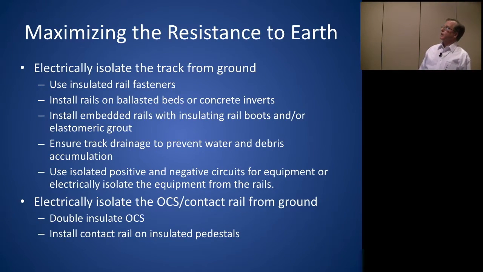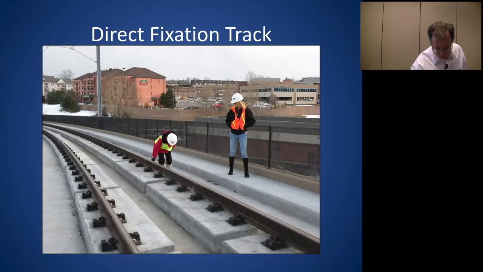Okay. To electrically isolate the track from ground, we put insulated fittings on it, or we put an insulated pad under it. Or if it's embedded, like in a streetcar or something like that, we put an insulated boot around it to try to isolate it from ground. And we talk about isolating the positive as well there.